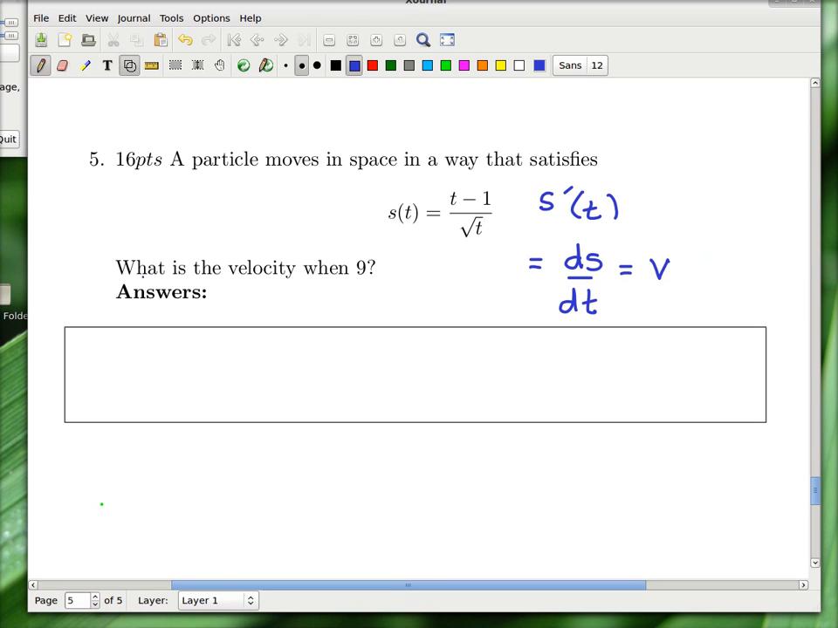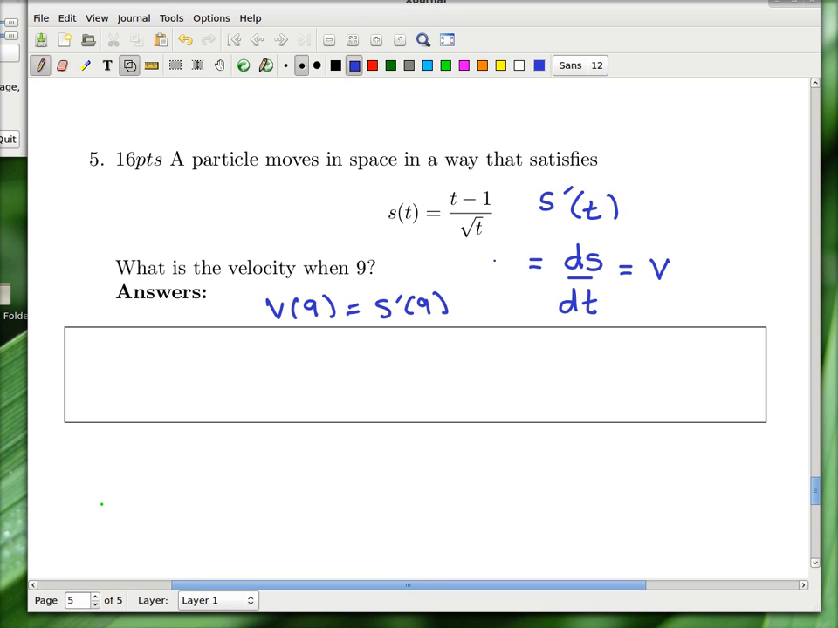And now this says, what is the velocity when 9? So we could argue about whether that is grammatically correct or not because the variable is time. But yeah, I made a typo. So this should say when t equals 9. And so what we want to find, the answer to this question is going to be v of 9. So the first thing we have to do is find s prime, then plug 9 in. It's the same thing as s prime of 9.